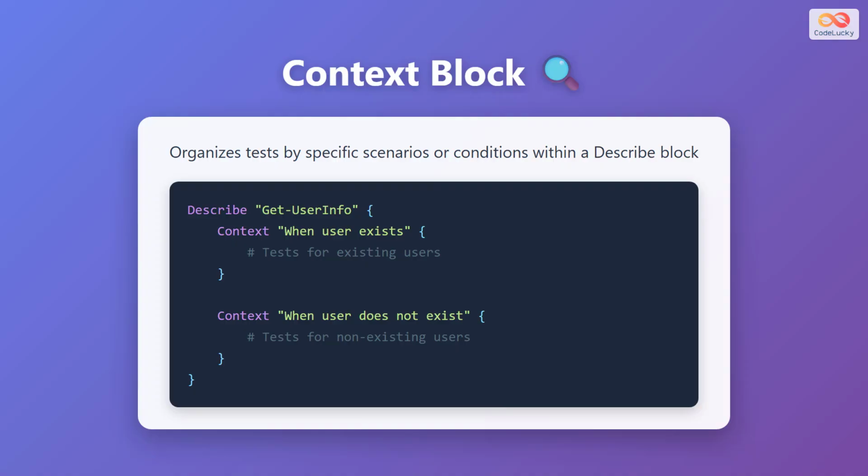Inside a describe block, you use context blocks to organize tests by specific scenarios or conditions. Context blocks help you group tests that share the same setup or test similar behavior under different circumstances. In this example, we have two context blocks within the getUserInfo describe block. The first context tests the scenario when a user exists in the system. The second context tests what happens when a user does not exist. This separation makes your tests more readable and easier to maintain by clearly defining different testing scenarios.